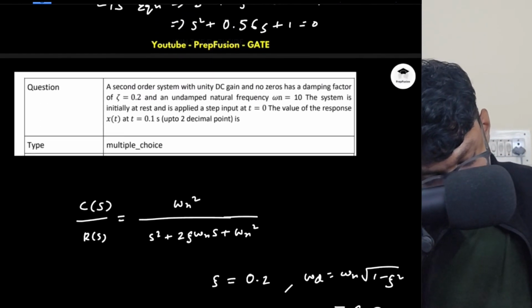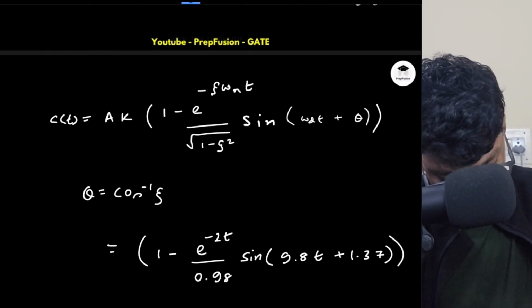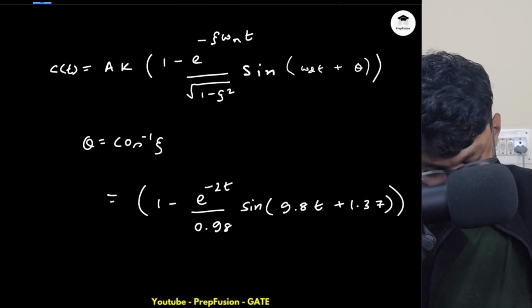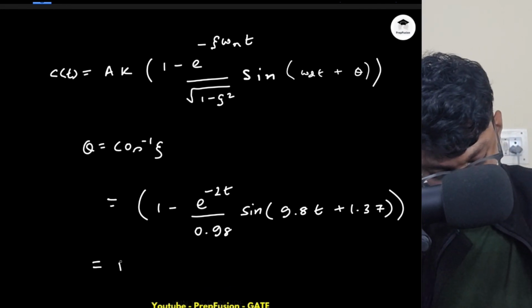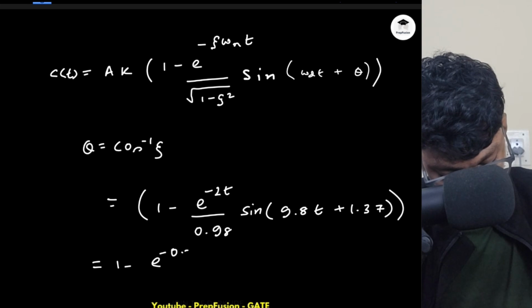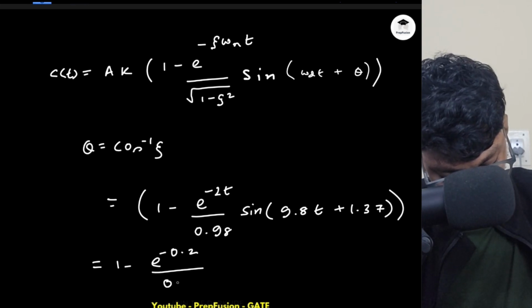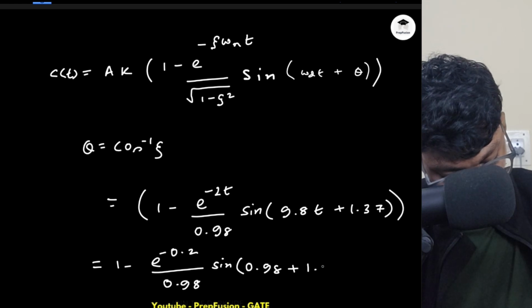What are they asking? They are asking me the output value of the response at t equals 0.1. So I'll put t equals 0.1 here and calculate this value. This is equal to 1 minus e raised to power minus 0.2 divided by 0.98, sine of 0.98 plus 1.3. Remember, this 1.3 is in radians, correct?